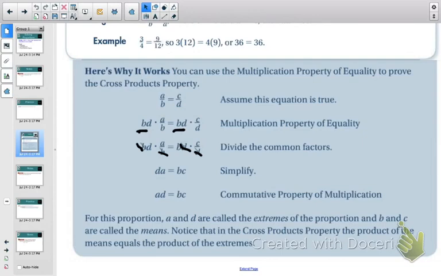It also notes down here that A and D are called the extremes. A and D are the extremes, and B and C are the means. Honestly, you'll probably never need to know that, because I didn't know it until just now. But if it does ask you what are the extremes, just know that it's the top left and bottom right. If it asks you what the means are, it's the bottom left and top right. And like I said, not super important, but it's in here, so might as well mention it.